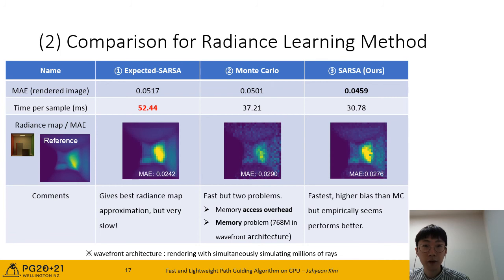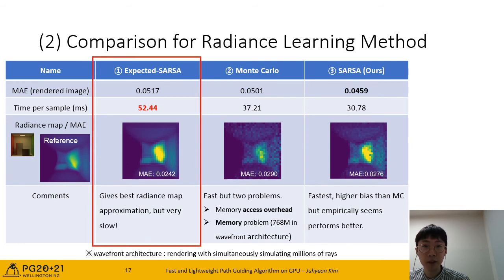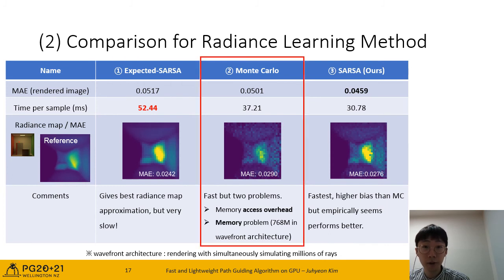Now, let's compare radiance learning methods. Here, in addition to equal time budget comparison, we also compared the quality of the radiance map with equal samples. First, expected SARSA gives the best radiance approximation, but it gives the worst result in equal time condition due to its slow speed. Monte Carlo method gives better results than expected SARSA, but it turns out to have true problems, which is attributed to storing all of the previous ray information.